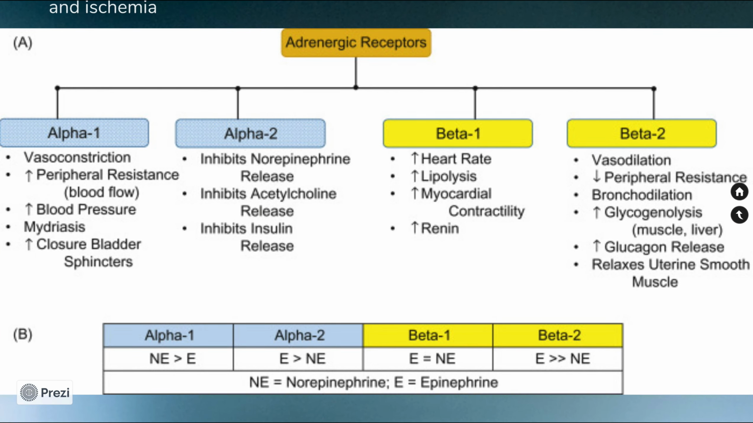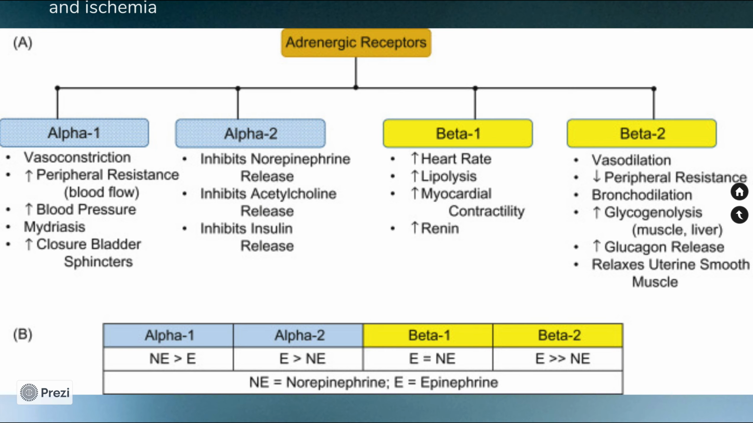Alpha adrenergic effects are vasoconstriction, increased peripheral resistance, increased blood pressure, mydriasis, or a dilation of the pupils, and a closure of the bladder sphincters. Those are alpha adrenergic responses, specific for alpha 1 receptors.